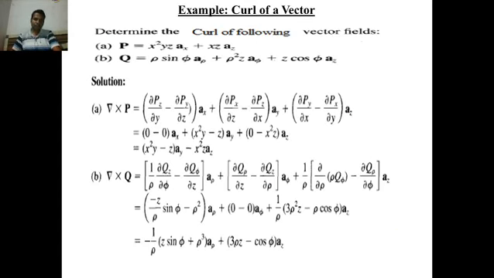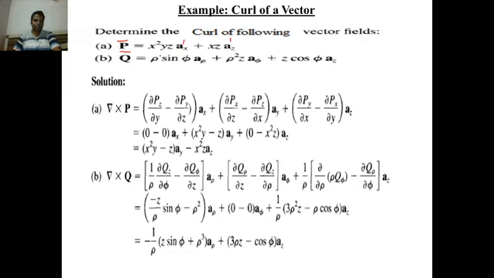Now let us take a problem on curl of a vector. In this problem, two vectors are given, p bar and q bar, or simply p and q. First, the vector p bar is given in which coordinate system? x is involved, az is involved. That means simply it is a Cartesian coordinate system.